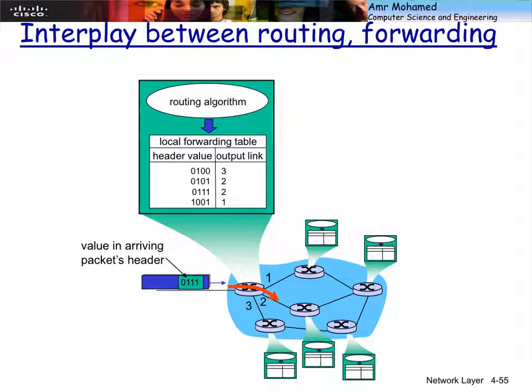So we use dynamic routing protocols. So we use one of the dynamic routing protocols like RIP, OSPF, EIGRP, and so on. And these are divided into two main types, as we said, the link state versus distance vector.